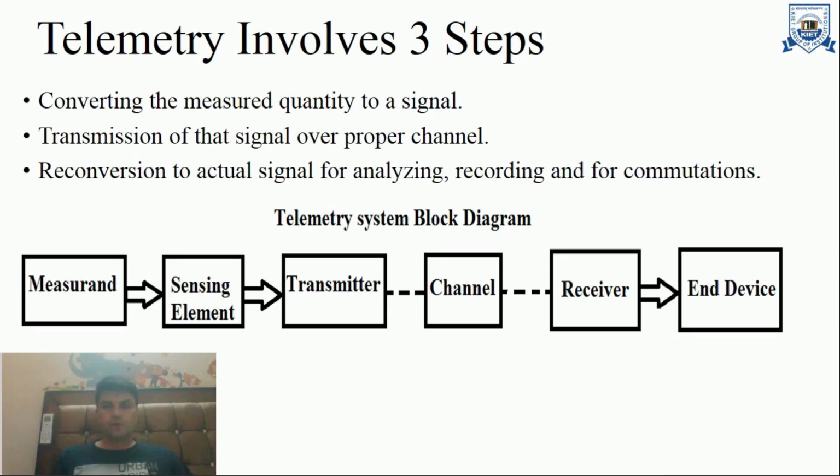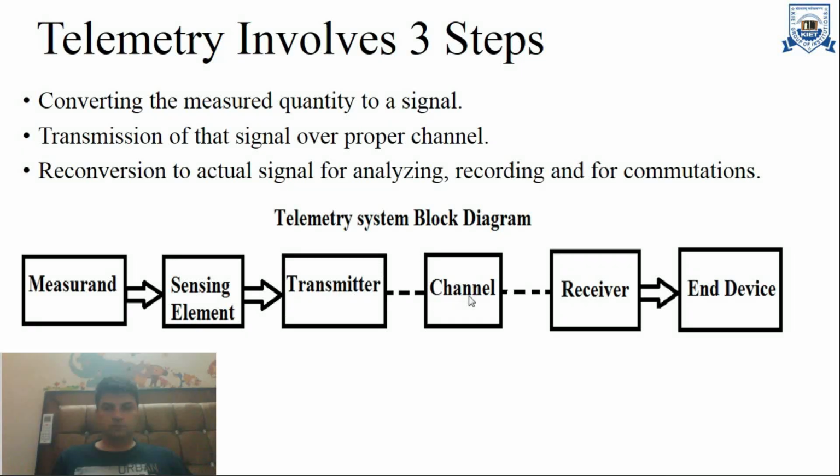Here is the block diagram of a telemetry system. First, the measurand. Measurand I already discussed. It may be temperature, pressure, flow. Let it be temperature. Then the sensing element may be a transducer or a sensor, which for temperature may be a thermocouple or a thermistor, which can sense our temperature. Then it transmits our signal. There is a transmitter. It includes antenna and signal conditioning equipment.